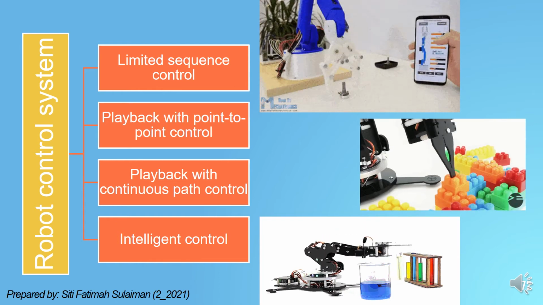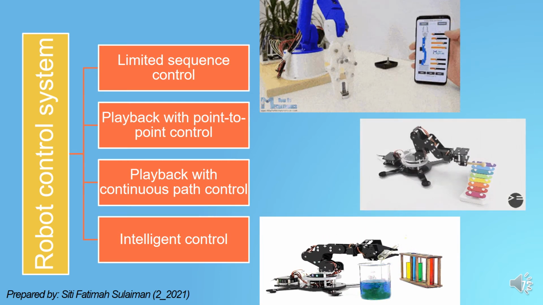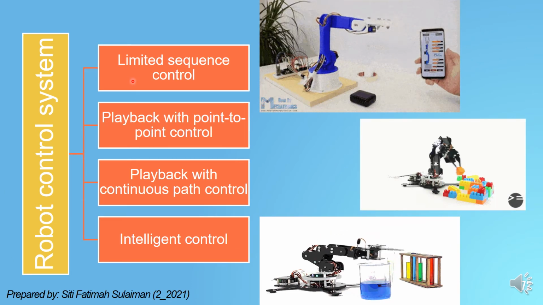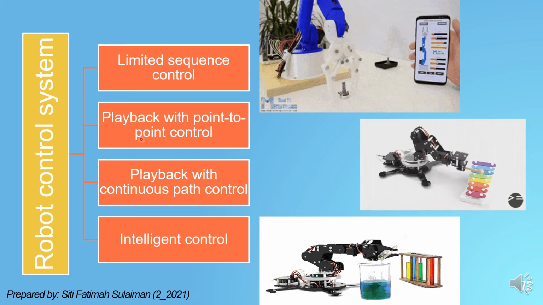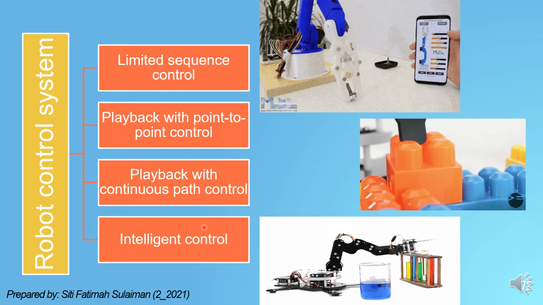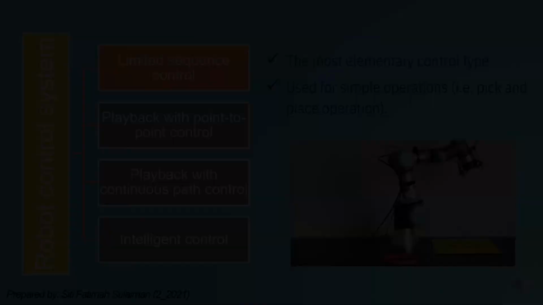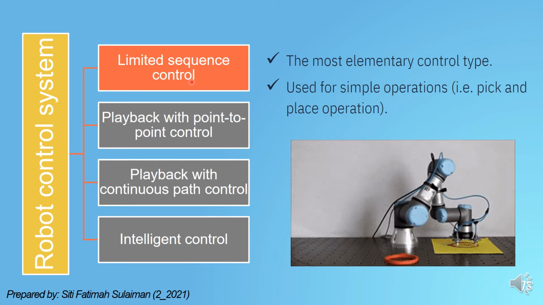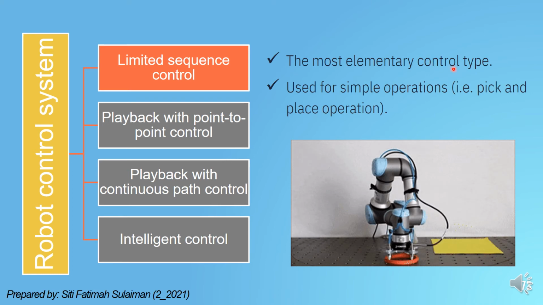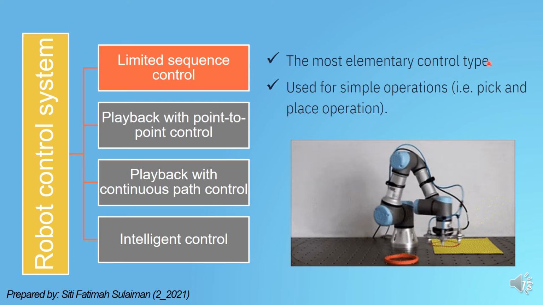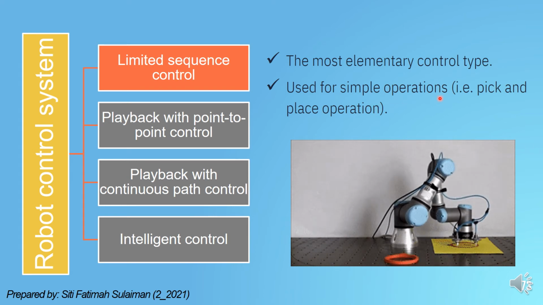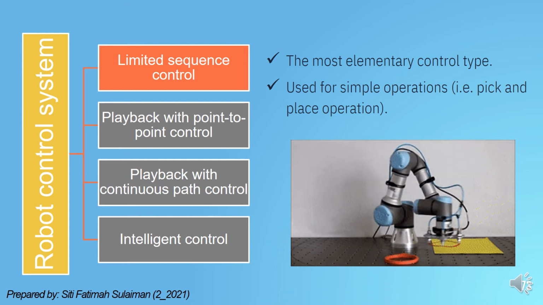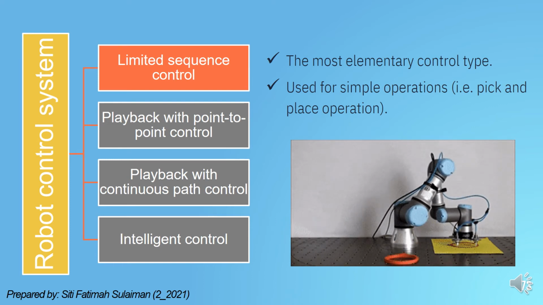Robot control systems can be categorized into four: limited sequence control, playback with point-to-point control, playback with continuous path control, and intelligent control. Limited sequence control is the most elementary control type. This type of robot control system is always used for simple operations such as pick and place operations. Normally this type of control system uses mechanical stops to set position.